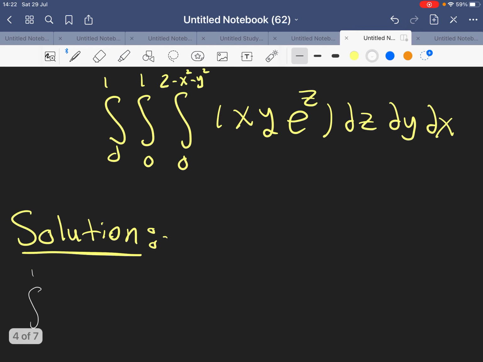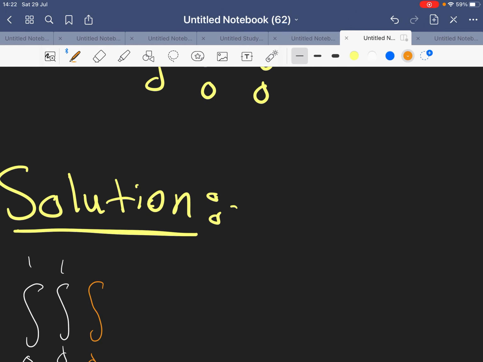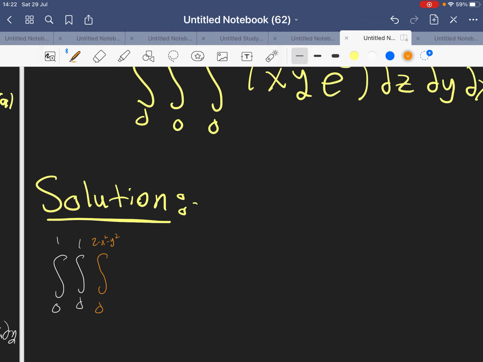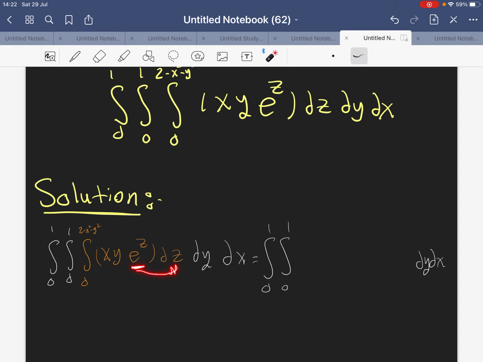So I start with this one here, and I will do it with a different color just to make sure it is a square. And then I need to integrate xy e power z, which is a fairly easy integral with respect to z. After I finish, I'll do the y, and finally I will end with the x. So let's do it here, dx dy.